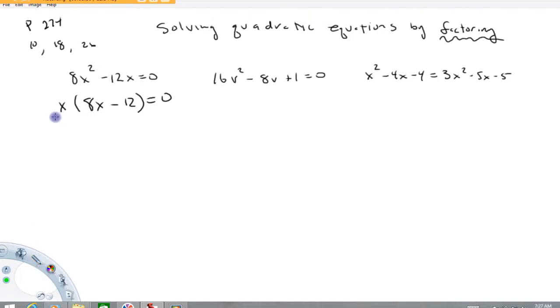Now you'll notice that we have two things here, 1 and 2, and the product of the two is equal to 0. So if the product of two things is equal to 0, either the first one is equal to 0, or the second one could be equal to 0. This one's already solved, there's nothing to do there. This one needs a little work yet. To solve this for x, we would add 12 to both sides and divide both sides by 8.